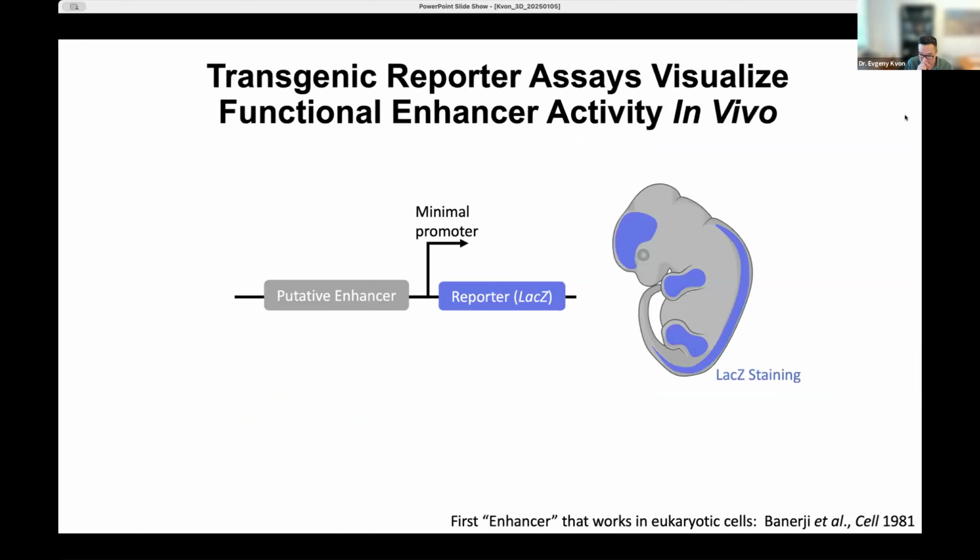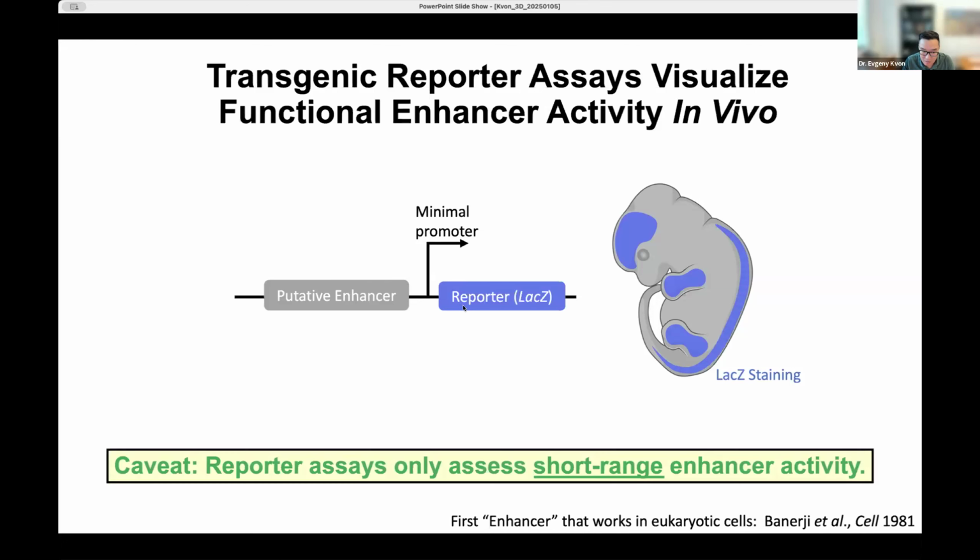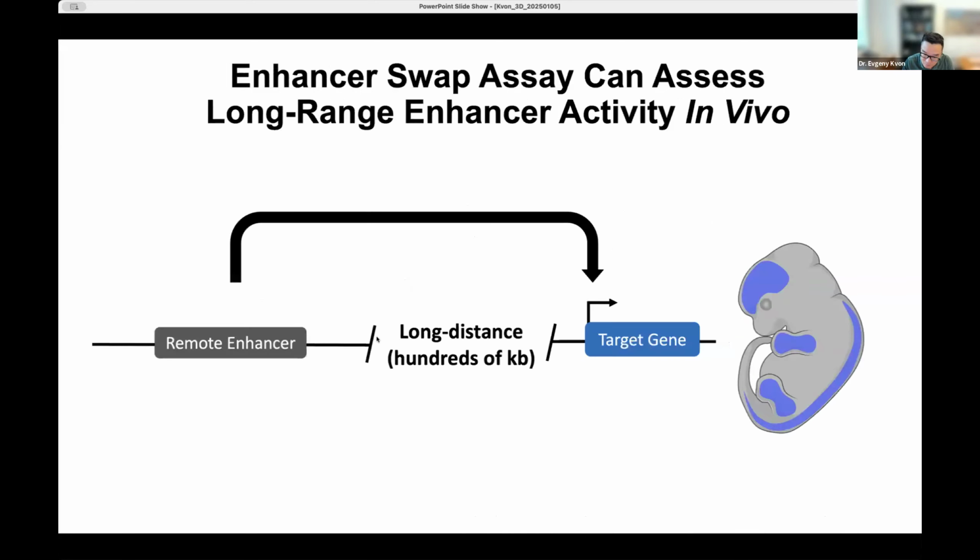So, as I showed you with the transgenic reporter assay, if you want to find those additional factors that affect long-range enhancer activity, the functional assay that we use to test enhancers doesn't really address that. The reason is that we force the enhancer directly upstream of the promoter, right? This reporter assay only assesses short-range enhancer activity, right? It doesn't tell us anything about long-range activity.